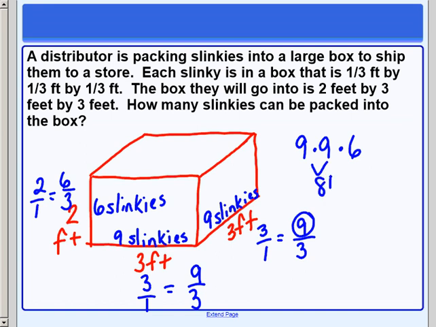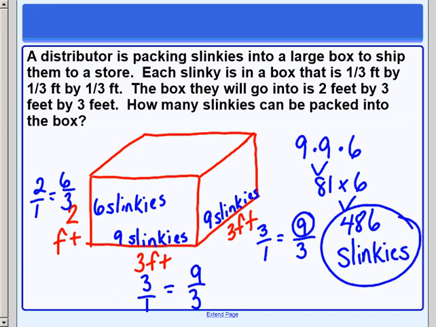So 81 times 6 is going to be 486 slinkies. I can fit 486 slinkies in that box. That's a lot of slinkies. Definitely don't want to get those tangled up.